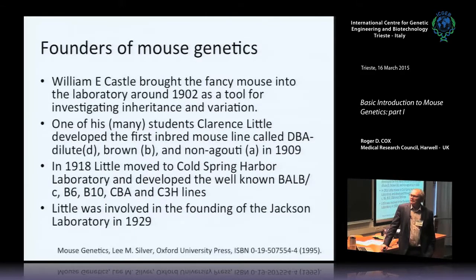So William Castle brought the fancy mouse into the laboratory around 1902 for investigating inheritance and variation, and his student, Clarence Little, developed some of the first inbred strains, and this line, DBA, which stands for dilute brown non-agouti, was generated about 1909. In 1918, Little moved to Cold Spring Harbor and developed some of these other well-known strains, BALB/c, Black 6, Black 10. And then Little was involved in founding the Jackson Labs, one of the big labs still involved in mouse genetics, in 1929.